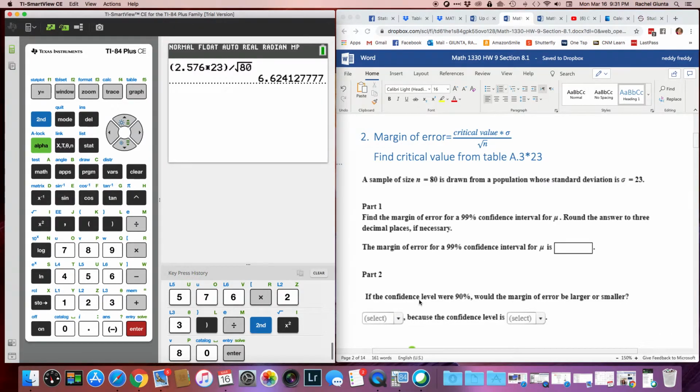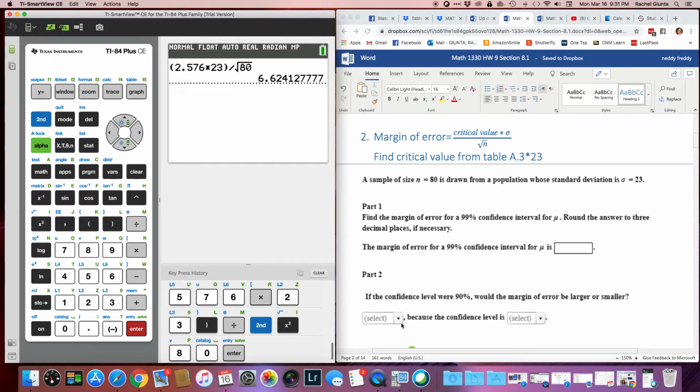The second part of this says if the confidence level were 90%, would the margin of error be larger or smaller? And you're going to have a bunch of these kind of questions in section 8. My recommendation is to first answer, it's usually the second part of it, sometimes there's 3 parts, but look for the thing that they're telling you directly. So they're directly telling you that the confidence level is now 90. It used to be 99. So this part of it, it says the confidence level is, and you would select lower.